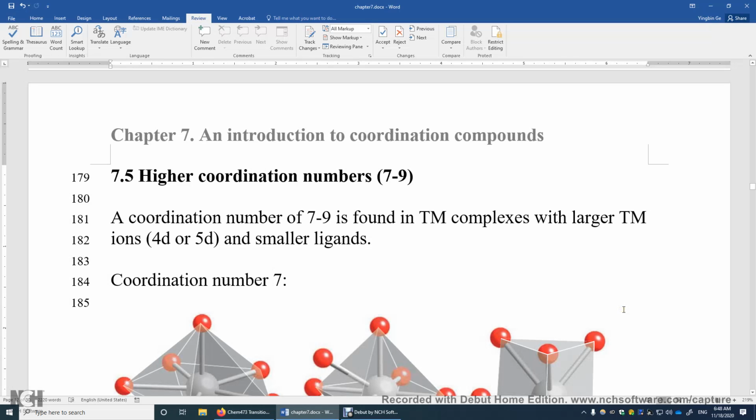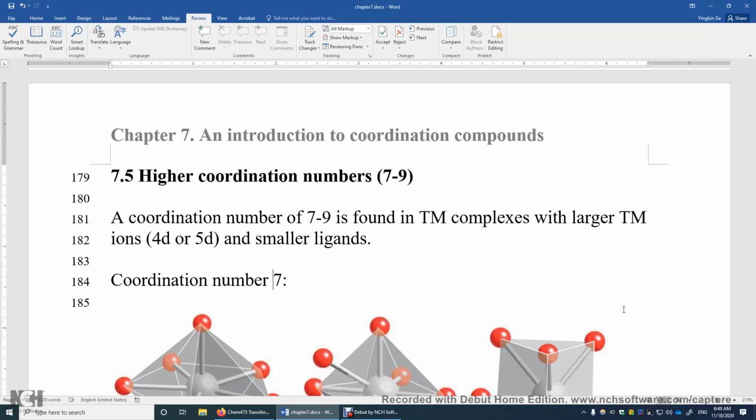Section 7.5, higher coordination numbers, 7, 8, and 9. It is uncommon to find a coordination number of 7 or 8 or 9 in a transition metal complex. If you find such a high coordination number, usually the transition metal ion is large. It's a 4D or 5D transition metal.